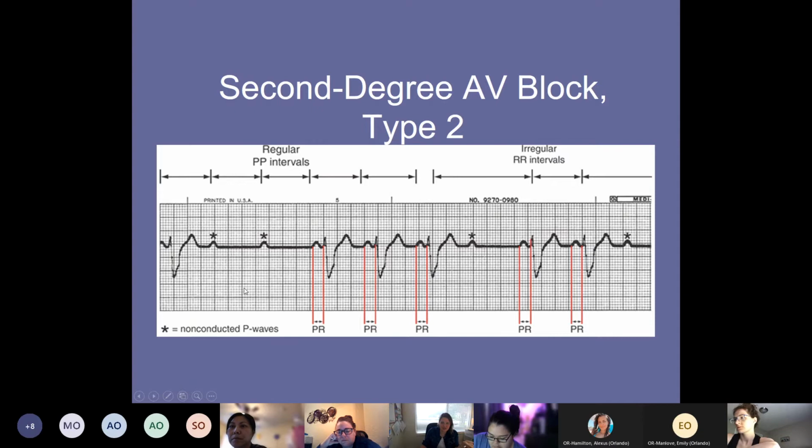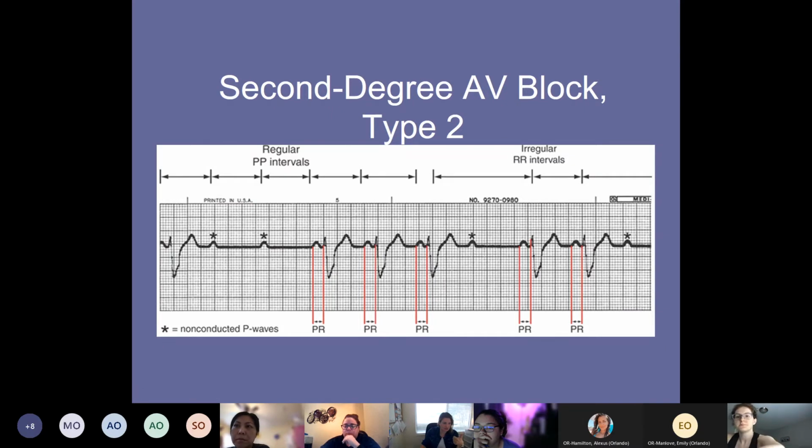How do we know what type of block it is? When we do have P waves, the PR intervals are always the same. So some sinus impulses are not conducted through the AV node. The PR interval is the same and normal when present. And we're probably going to need some treatment here. This patient is only having 1, 2, 3, 4, 5, 6 kind of ineffective heartbeats here, so they have probably pretty poor cardiac output. 60 beats a minute, not following a great pathway here. We might need pacing here.